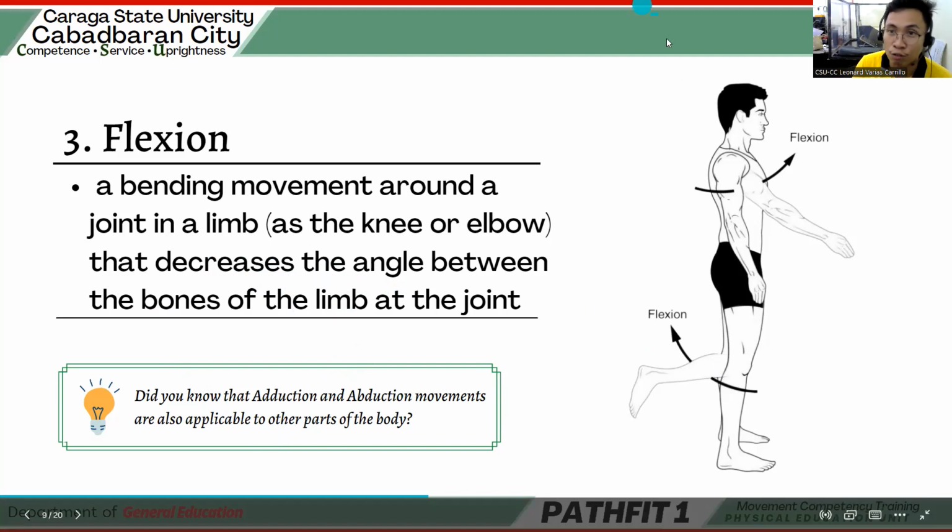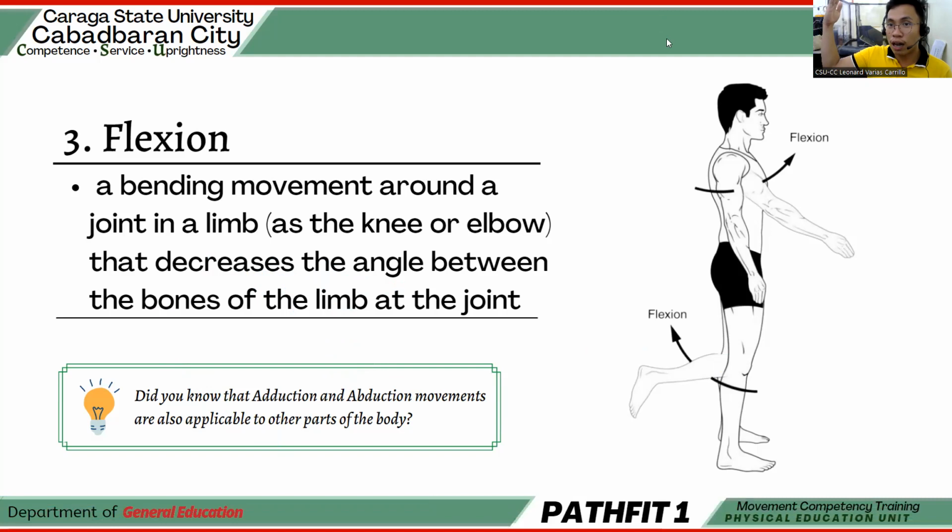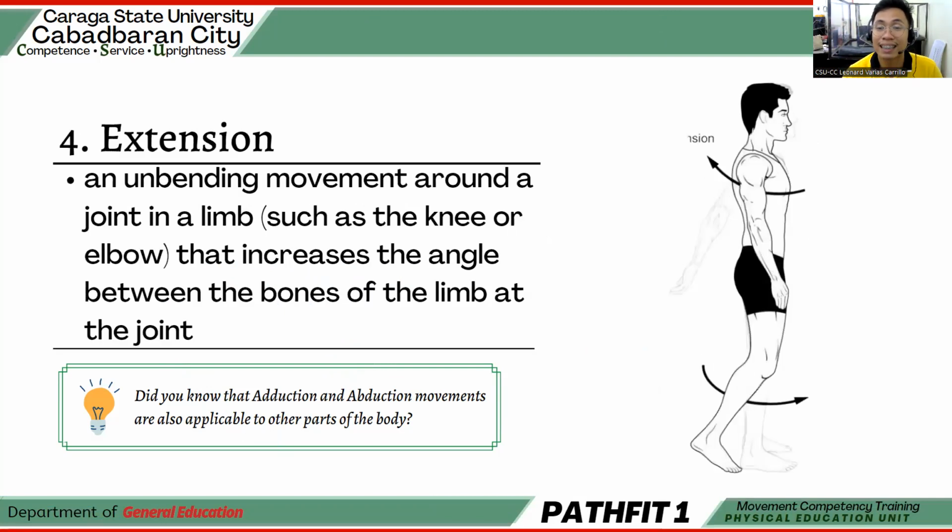So let's do a bit of math. If you bend your arm, the angle of your hands decreases. While you are extending it, of course, the angle of your hands increases. Okay, again, flexion is the bending movement around a joint in a limb, as the knee or elbow, that decreases the angle between the bones of the limb at the joint.